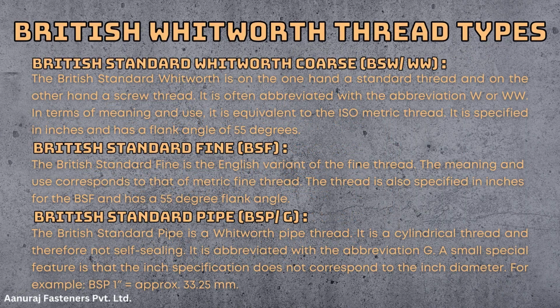British Whitworth thread types. British Standard Whitworth Coarse, that is BSW. The British Standard Whitworth is on one hand a standard thread and on the other hand a screw thread. It is often abbreviated with the abbreviation W or WW. In terms of meaning and use, it is equivalent to the isometric thread. It is specified in inches and has a flank angle of 55 degrees.